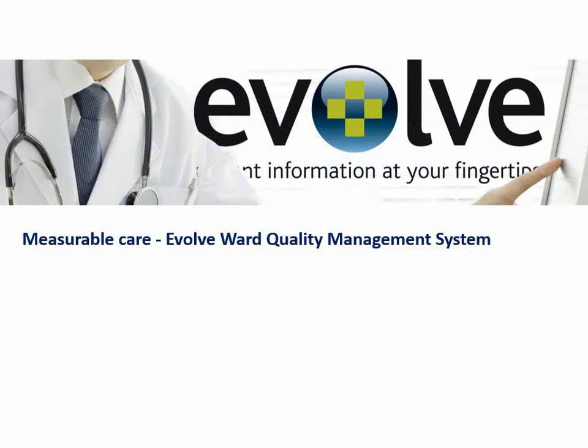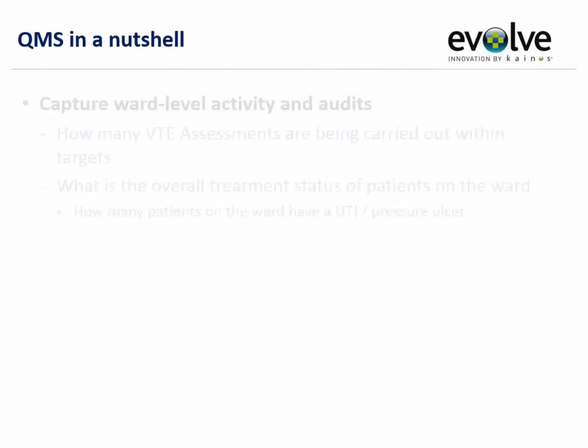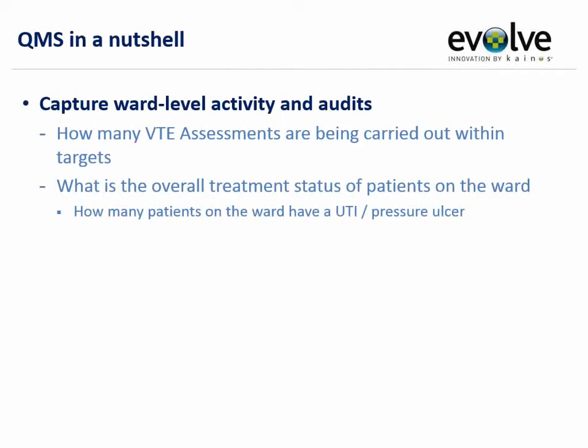So Evolve includes a quality management system, and the quality management system essentially allows us to capture ward level activity, ward level audits. So for example, how many VTE assessments are you carrying out? Are you hitting 95%, 98% of your targets? Or for a given ward, what's the status and the treatment status of that ward? How many patients actually have a UTI? How many end up with a pressure ulcer on that ward? So keeping track of what's going on.